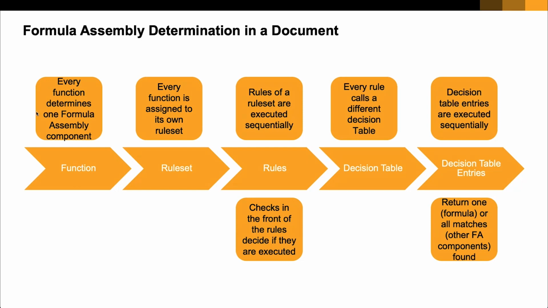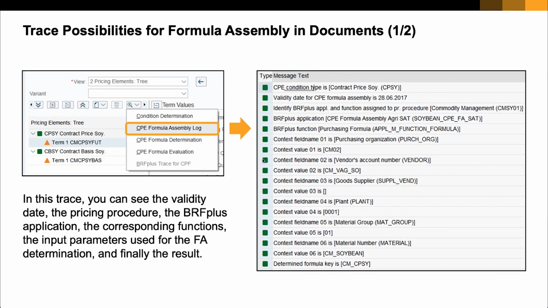Okay, and this diagram depicts the same thing we discussed just now, how each of the different objects behaves. And you can also see the log within the pricing UI. You remember we were discussing the pricing views earlier, and within the pricing view of tree, which is more intuitive for users to analyze the pricing, you can also analyze the CP pricing. You can also analyze how the BRF plus function was working, and you can trace it completely.